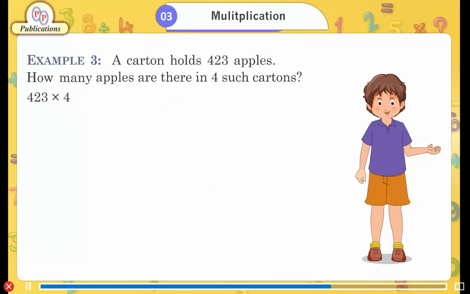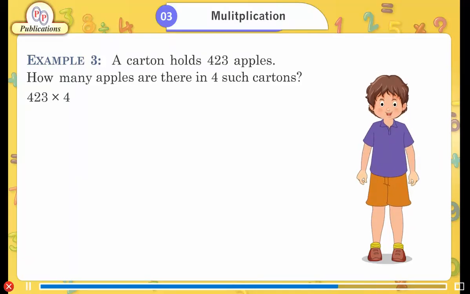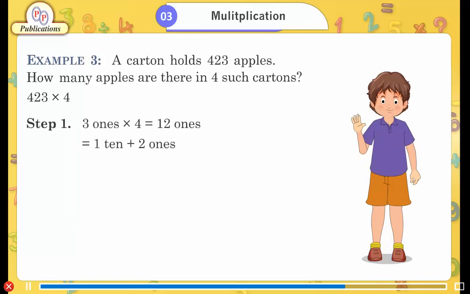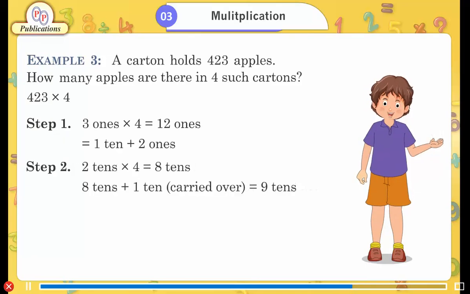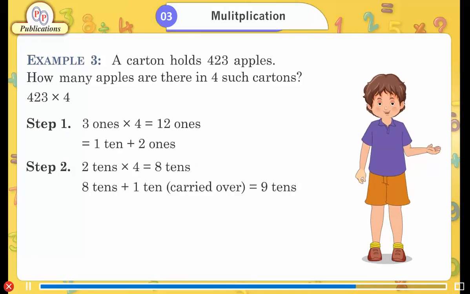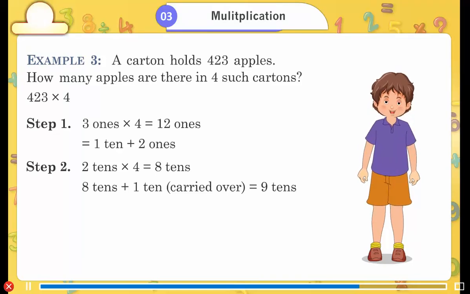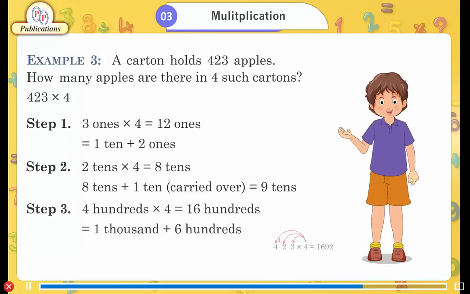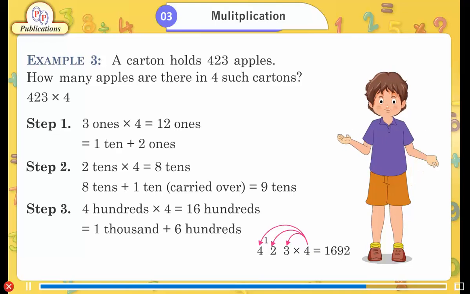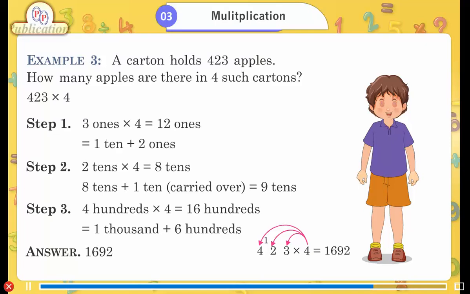Horizontal method. Example 3. A carton holds 423 apples. How many apples are there in 4 such cartons? 423 × 4. Step 1. 3 ones × 4 = 12 ones = 1 ten + 2 ones. Step 2. 2 tens × 4 = 8 tens. 8 tens + 1 ten carried over = 9 tens. Step 3. 4 hundreds × 4 = 16 hundreds = 1 thousand + 6 hundreds. Answer: 1692. 423 × 4 = 1692.